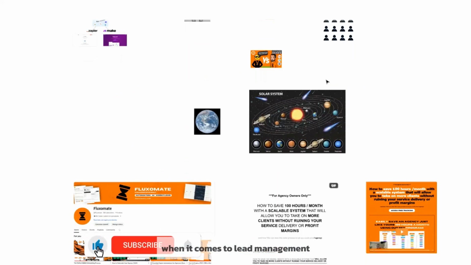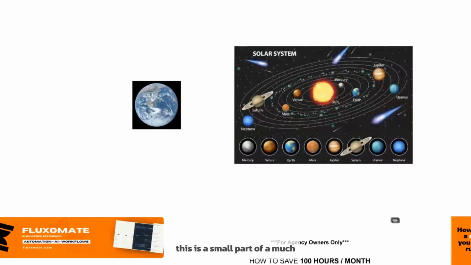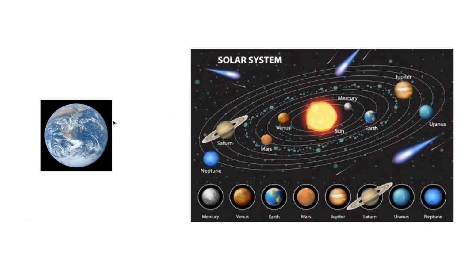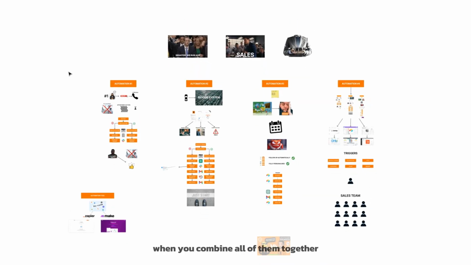Now, like I said throughout the video, guys, this is a small part of a much larger system, similar to the Earth and the solar system. Different things I've showed you here will work by themselves. However, when you combine all of them together along with a bunch of different automations and systemized processes, it will ensure your leads are being managed efficiently and actually allow you to close more clients, but also retain the clients you already have as partners.